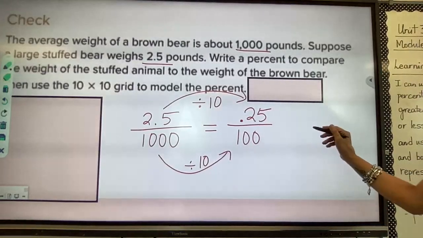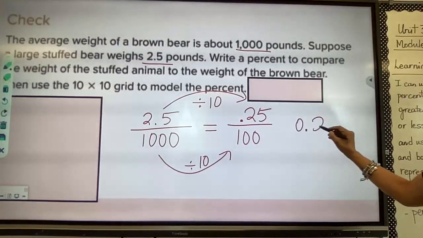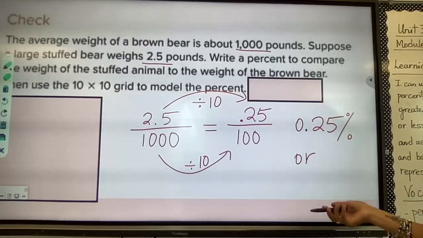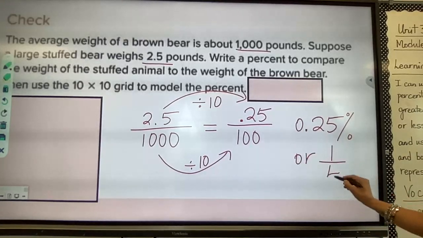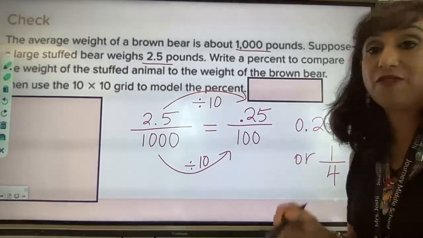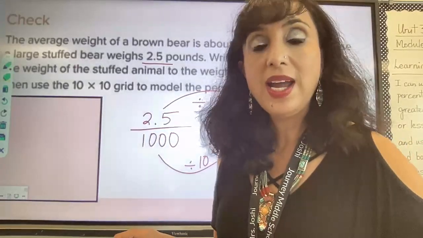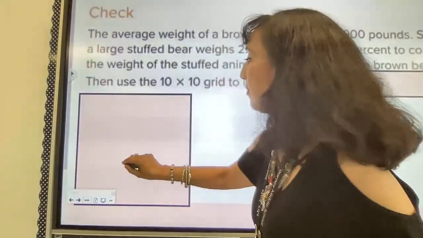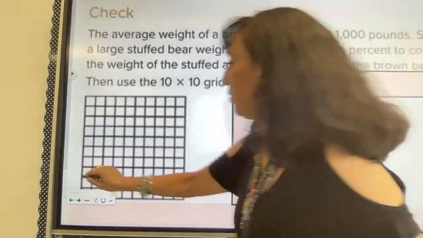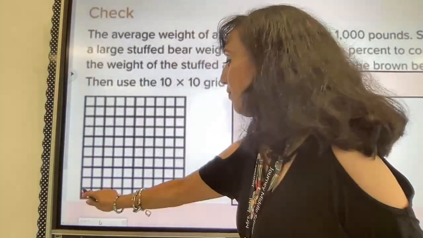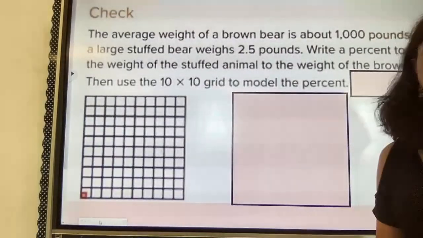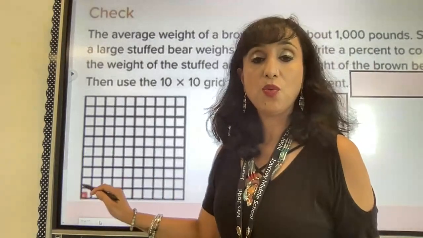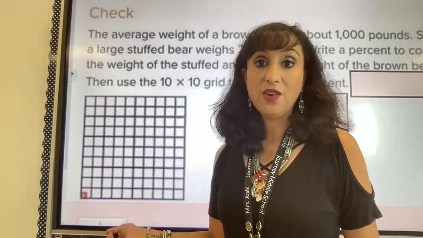So my percent is going to be 25/100%, or we can also say 1/4%. And remember, 1/4 is definitely less than 1 whole. If I had to draw this out, look, 1/4 of that teeny tiny square over there, because each square is representing 1%, and that's just 1/4% that is being represented by this.